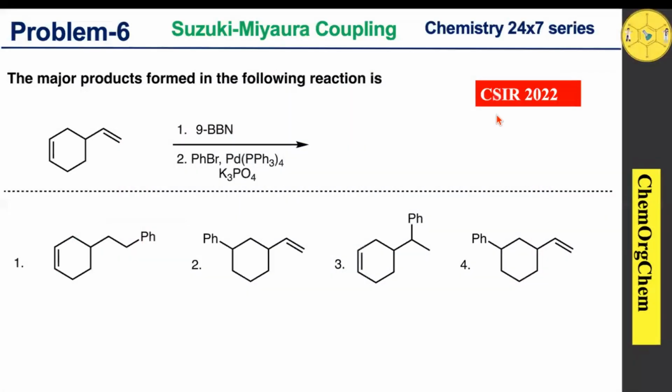So this is the problem from CSIR 2022. As per this question, this alkene reacts with 9-BBN in the first step. In the second step, it reacts with bromobenzene and palladium tetrakis under potassium phosphate base, which produces a product. So here there are four options given. Let's solve together which one is the correct option for this question.